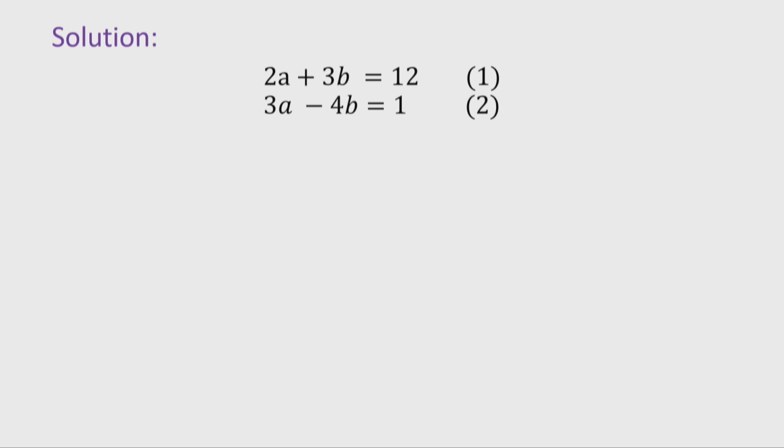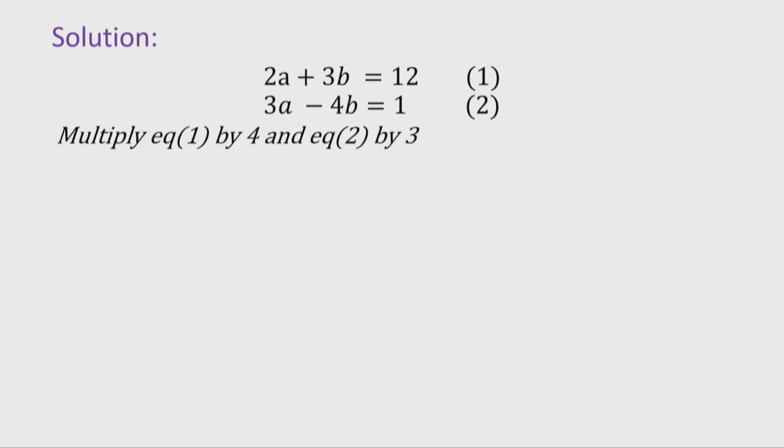In the first equation, the coefficient of a is 2. In the second equation, the coefficient of a is 3. They are not equal. I check for coefficient of b. In the first equation, the coefficient of b is 3. In the second equation, the coefficient of b is 4. Again, they are not equal. So now we need to decide which variable we want to eliminate.